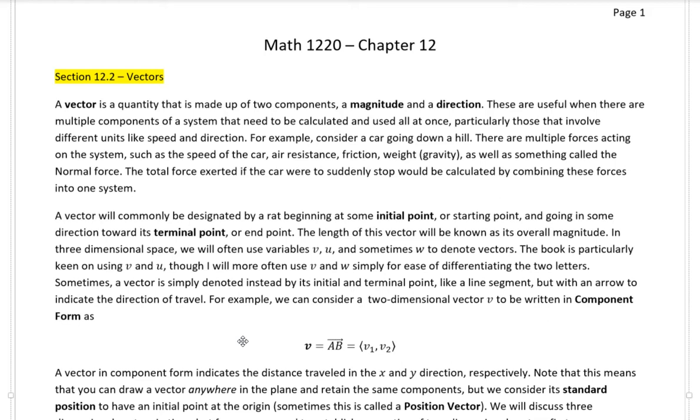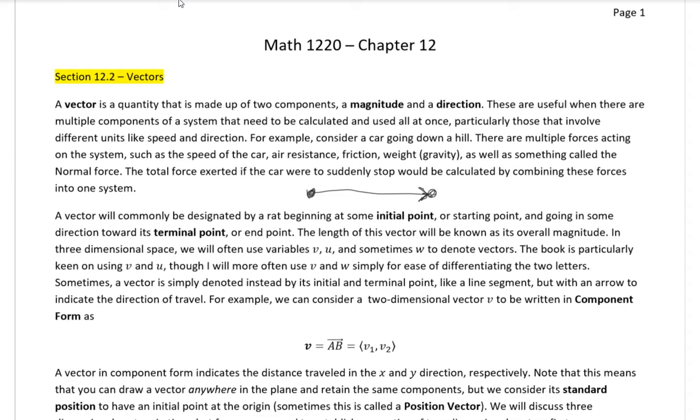Those vectors will all begin at some initial point and will go towards some terminal point. And we always designate that to look like a ray. So something like 1 point here and then a ray over to a new point. The ray part of it is important because that will help us indicate which is the initial point and which is the terminal point, where we're beginning and where we're ending.